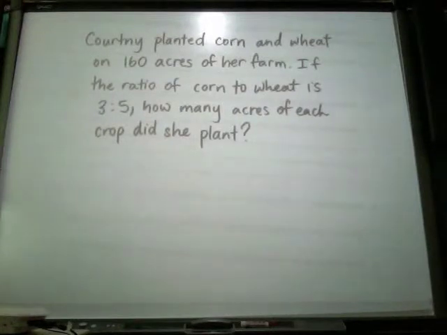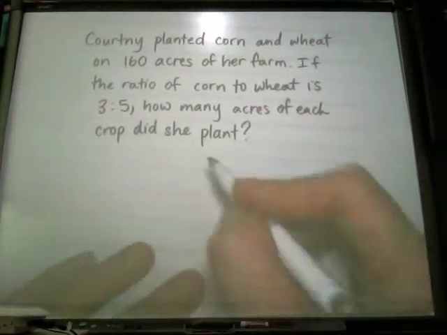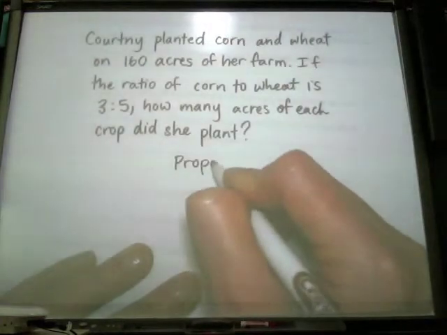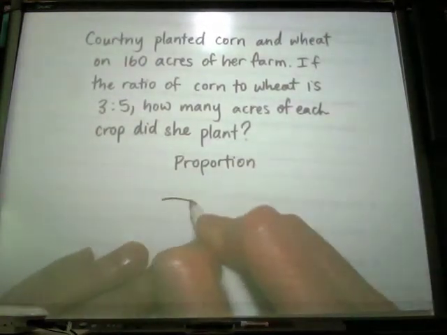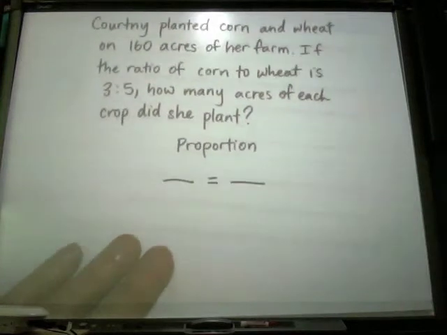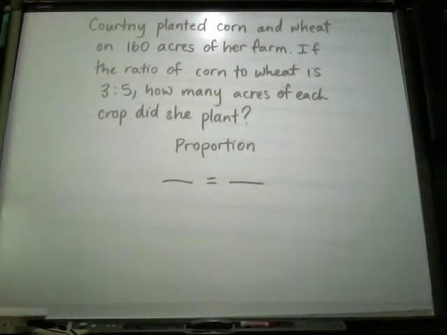So Courtney planted corn and wheat on 160 acres of her farm. If the ratio of corn to wheat is 3 to 5, so let's say for every 3 acres or every 3 plants of corn, she does 5 of wheat. How many acres of each crop did she plant? For this, we are going to set up a proportion. Let me remind you that a proportion is where we have 2 ratios that are set equal to each other, and we're going to cross multiply.